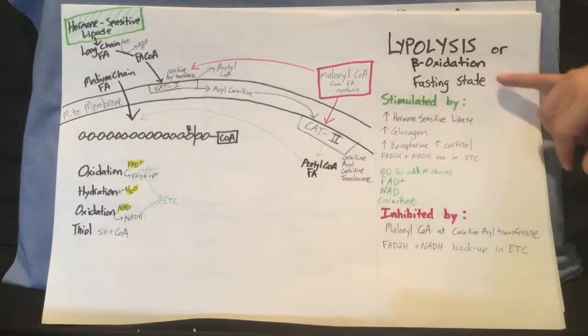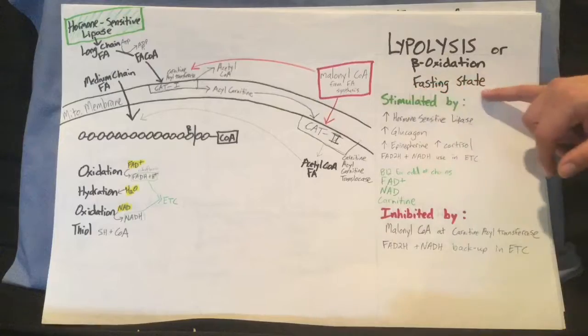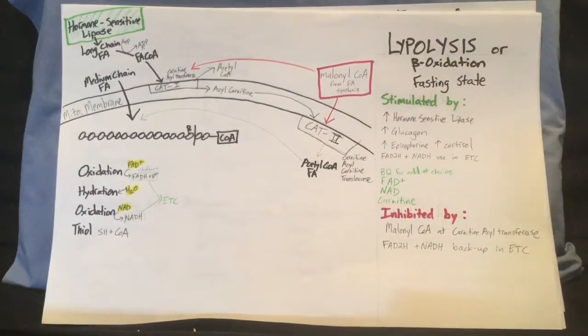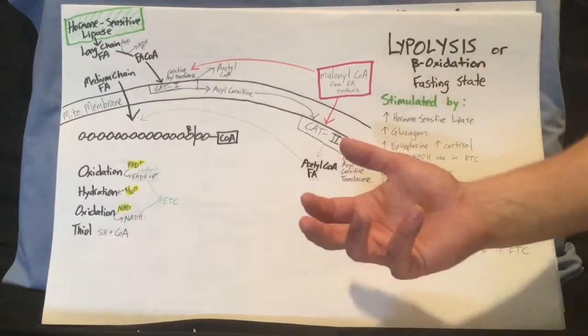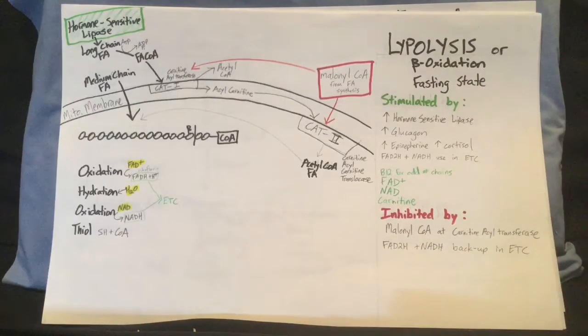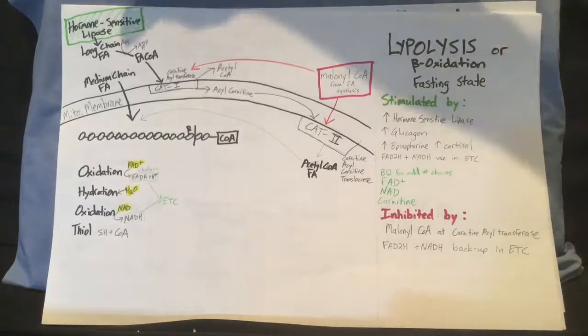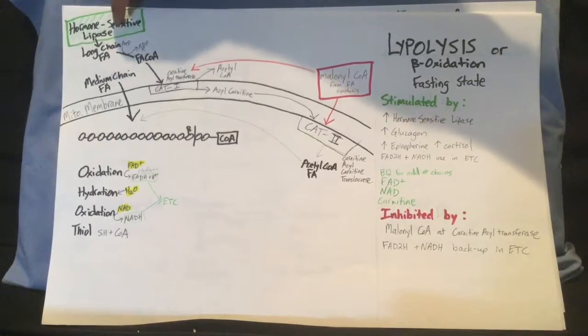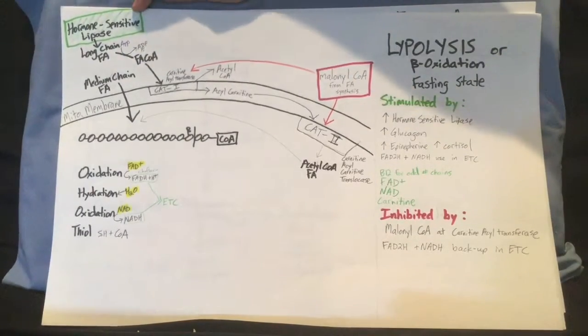Okay, lipolysis, beta oxidation. This is what we're talking about in the fasting state. So we have all these triglycerides. We have these fatty acids that we've stored in times of excess energy. So now we're in the fasting state. We're going to break them down to be used as energy themselves. So what happens? Well, hormone-sensitive lipase is the enzyme that will snip the fatty acids.